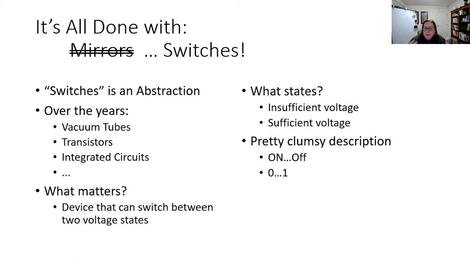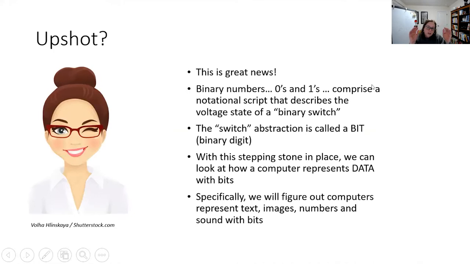So a computer does not have little teeny tiny zeros and ones. Instead, what we have is a notational script. That's what those zeros and ones are. They're a notational script that sits on top of a switch, and it describes in a shorthand manner, like abstractions do, the voltage state of any given switch. And this is very similar to how musical scores work. The note on a piece of music is a notational script that describes the acoustic. And so when we look at these zeros and ones, that's what we're doing. We're describing voltage.